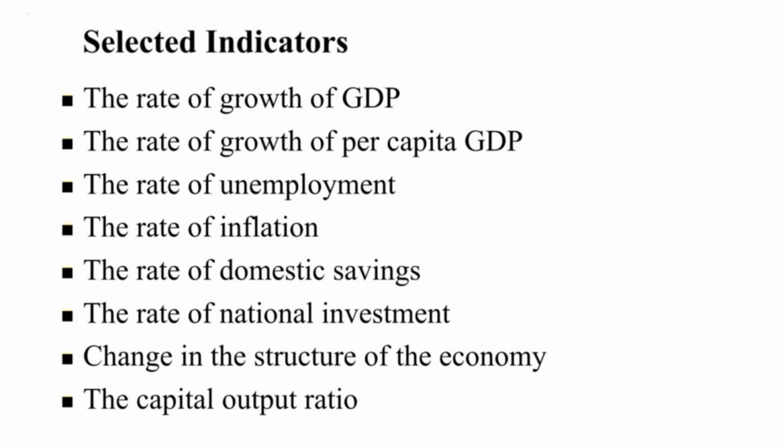Per capita means when you divide by the population, you will get the per capita GDP. Then what kind of growth you are expecting for the per capita GDP. Then rate of unemployment, rate of inflation, the rate of domestic savings, the rate of national investment, changes in the structure of the economy, the capital output ratio.